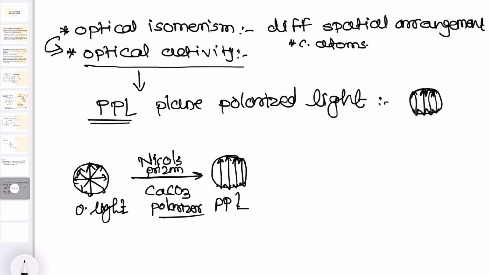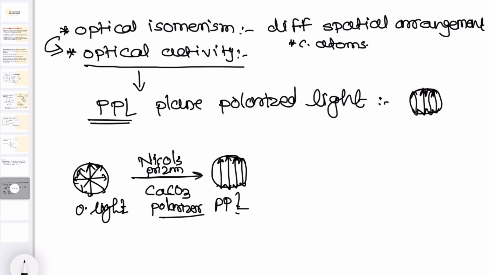Next is optical activity. The definition: the property of a substance which rotates the plane of polarization of incident plane polarized light is known as optical activity. The substance that converts ordinary light into plane polarized light and rotates it, what do we call that? Optical activity. The compounds which rotate plane polarized light are called optically active substances or compounds. If these substances are placed in front of plane polarized light, they rotate the light either anti-clockwise or clockwise.